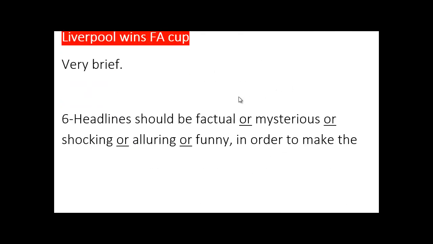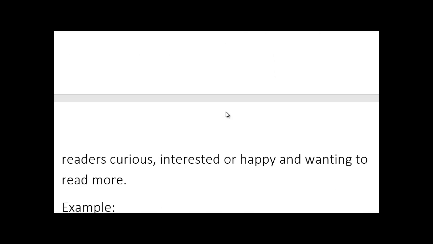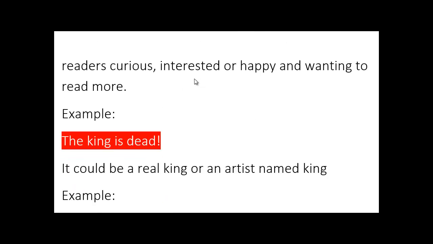That's also number six. Headlines should be factual, mysterious, shocking, alluring or funny, in order to make readers curious, interested, and wanting to know more. So headlines should be factual, talking about facts, or attract attention, shock the reader or entice him to read more, or be funny and make him laugh. Let's take a look here.